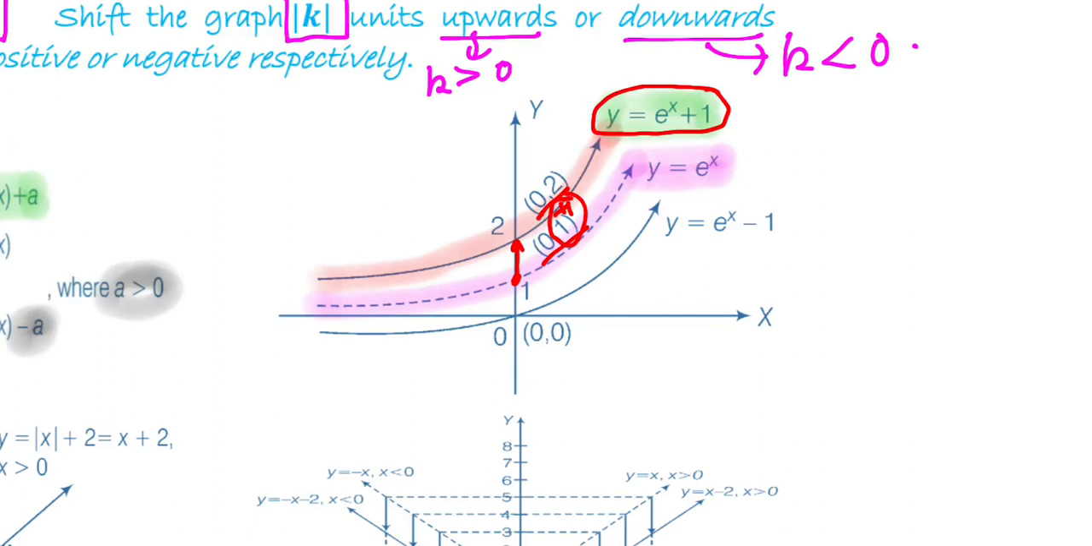Next, if we have to plot the graph of y is equal to e raised to the power x minus 1, we will shift every point 1 unit downward and we obtain this graph for y is equal to e raised to the power x minus 1.